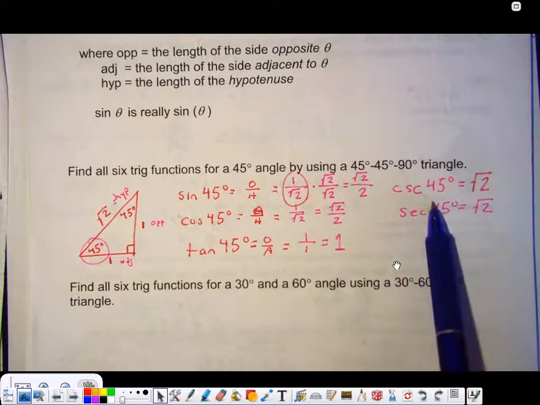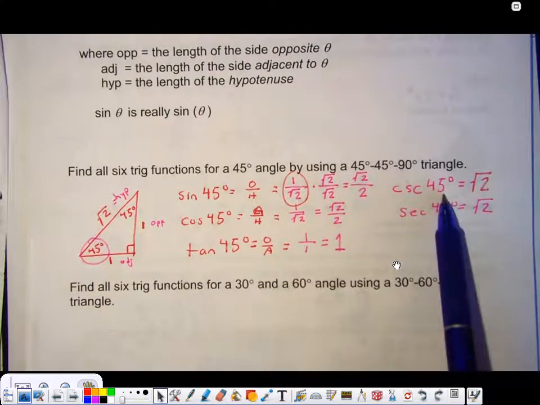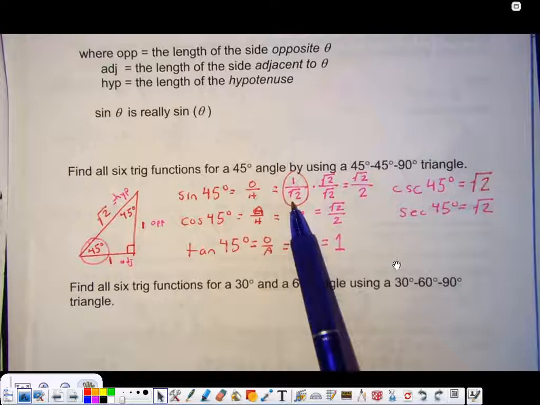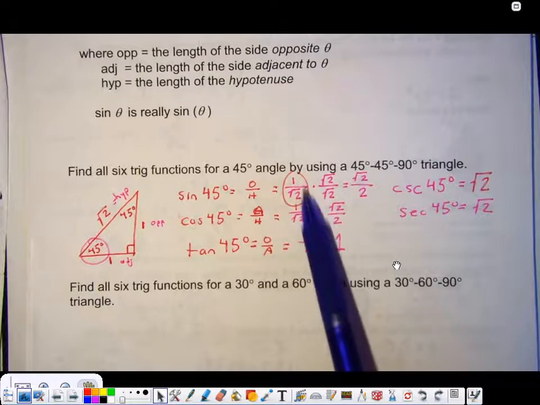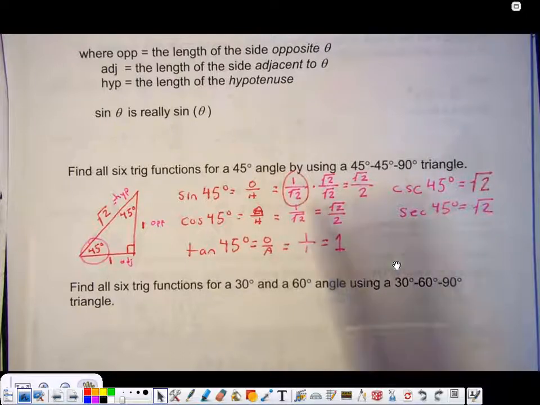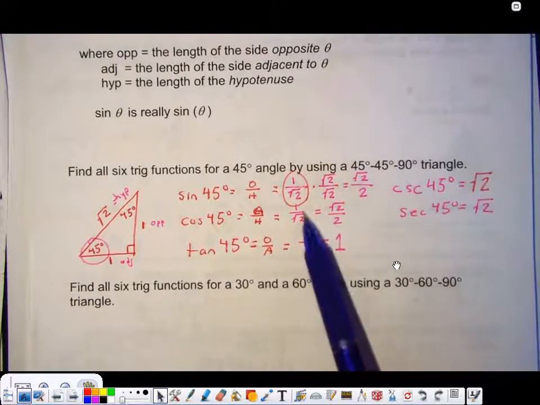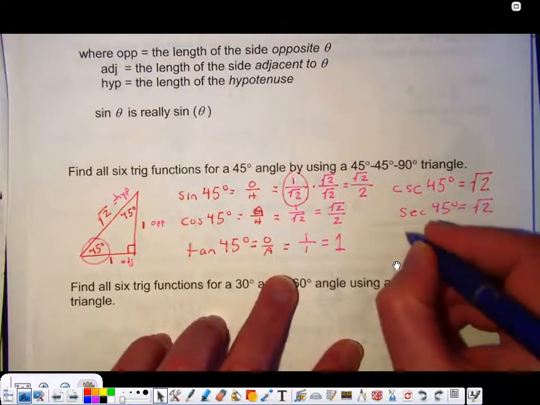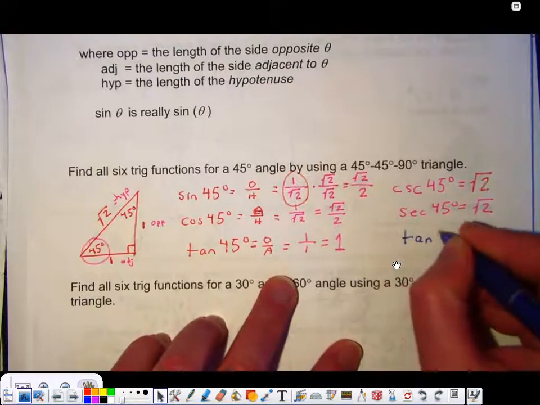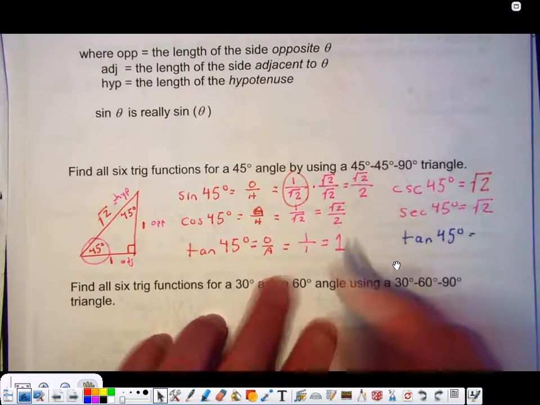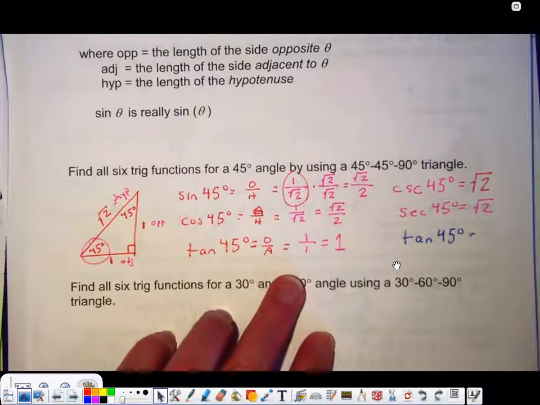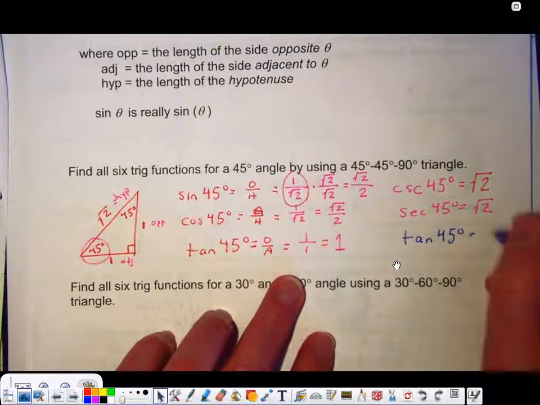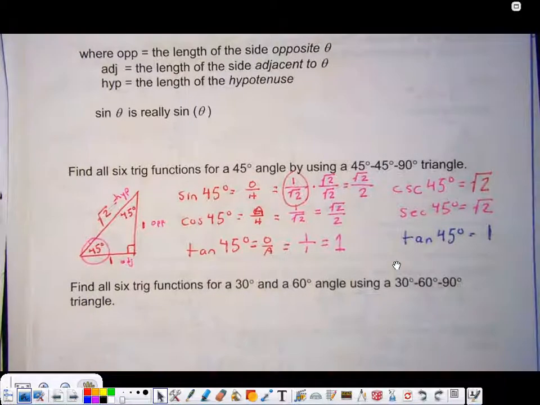But these are the reciprocal functions. So for cosecant, all you have to do is flip what you got for sine. If we flip it before we rationalize it, it saves us some trouble. So if you flip 1 over square root of 2, you get square root of 2. And flip 1 over square root of 2, you get square root of 2 again. And then finally the tangent. If you flip 1 over 1, what are you going to get? Yes, still 1.